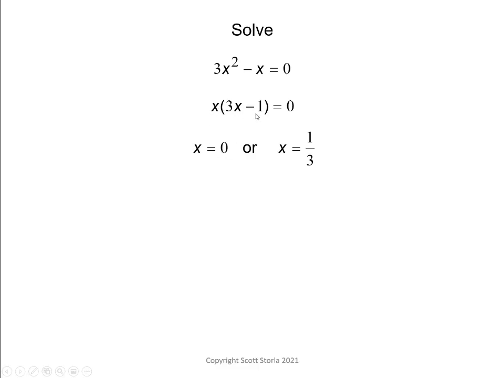And then to find this one, we set 3x minus 1 equal to 0. Add 1 to both sides and divide by 3, and we get here.